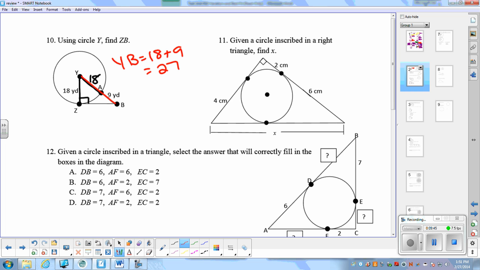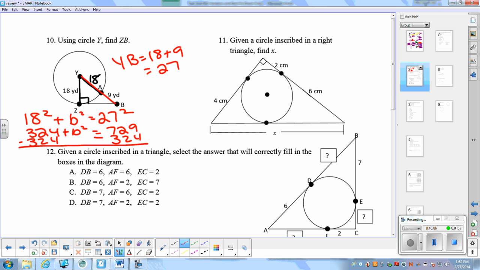So then when I set up the Pythagorean theorem, I need 18 squared plus b squared equals 27 squared. 18 squared is 324, plus b squared equals 729. Subtract the 324 from both sides. So I get b squared equals 405. I'll square root that, b equals 20.1424 yards.